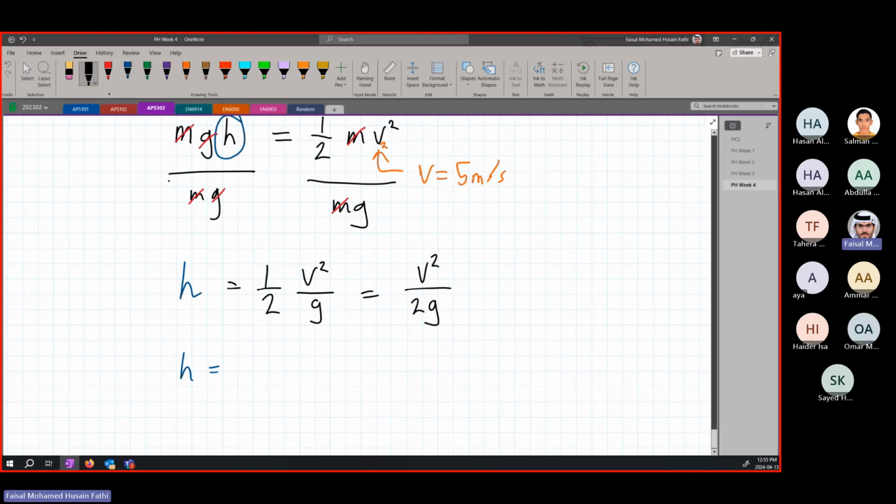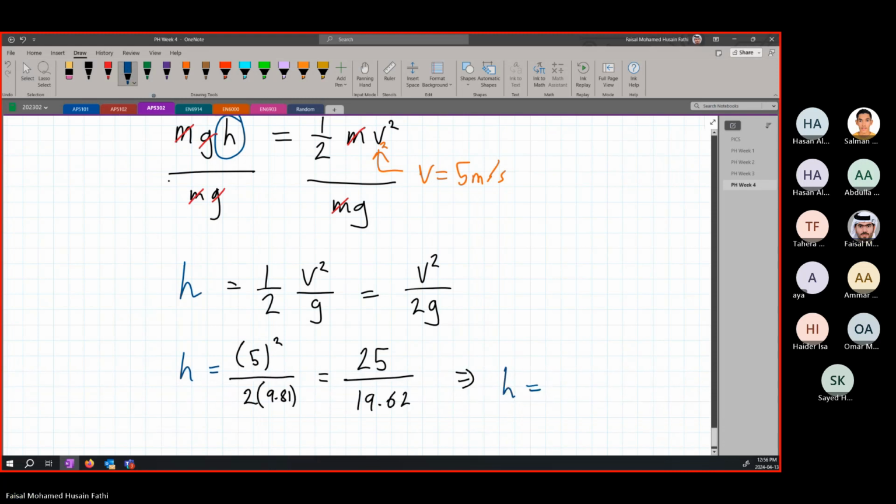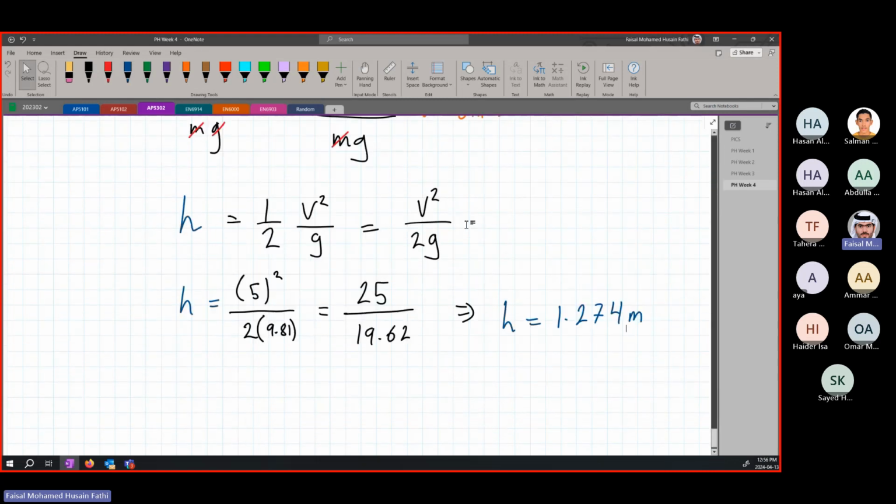h is equal to, we know that v is 5, so it's going to be 5 squared divided by 2g. So it's equal to 5 squared over 2 times g, which is 9.81. Okay, so it's going to be 25. 5 squared is 25, over 2 times 9.81, which is 19.62. Therefore, the height is equal to 1.274 meters.